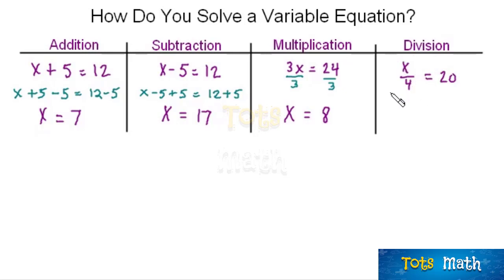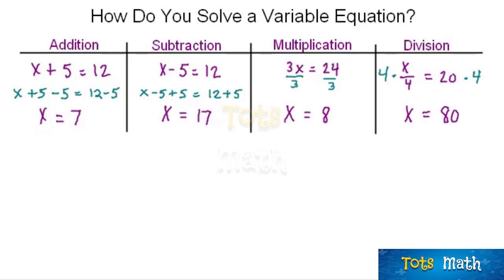So right now, I only have a piece of an x. I only have 1/4 of an x. I want a whole x. So the way to turn 1/4 of an x into a whole x is to multiply each side by 4. And when I do that, I get x equals 80. So those are the basic problem-solving steps for equations that contain a variable.